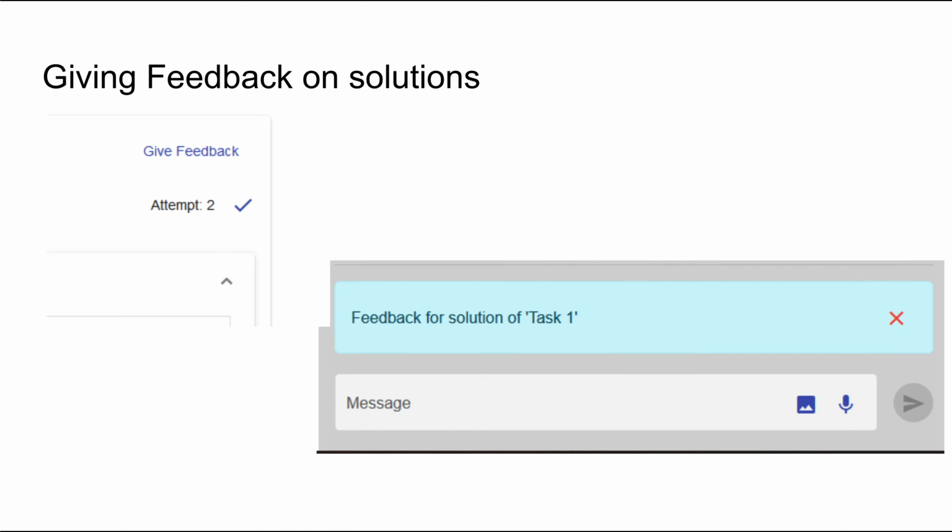After reviewing the student's submitted solution, you can leave a message to your student associated with a solution to task 1. You might want to decontextualize this feedback and dispose of this blue reminder through the red X. This message can be a picture, an audio recording, or a written text within the chat. The chat is private and only visible between you and your students.